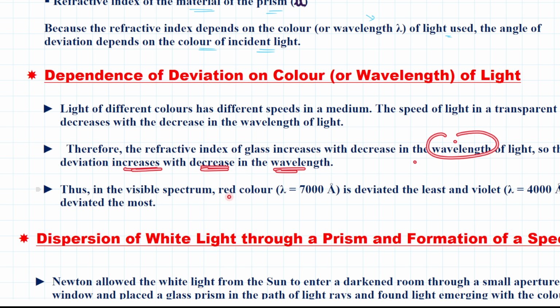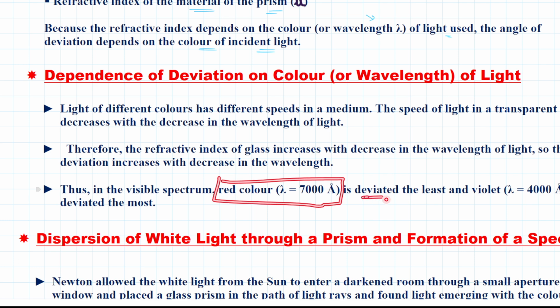Thus in the visible spectrum, red color, lambda equal to how much? 7000 angstrom is deviated the least, and violet color, that is lambda equal to 4000. So here you can see the difference between the wavelength. So for red color it is 7000 angstrom, and for violet color it is 4000 angstrom. Thus in the visible spectrum red color deviates the least. Okay, so it has the maximum wavelength, and violet color will deviate the most, it having the least.